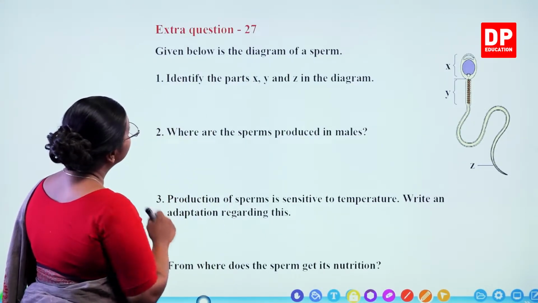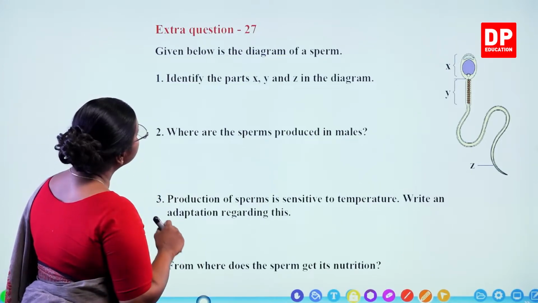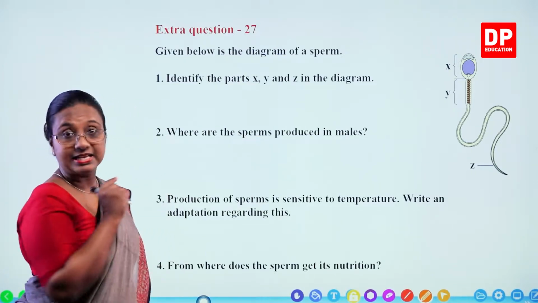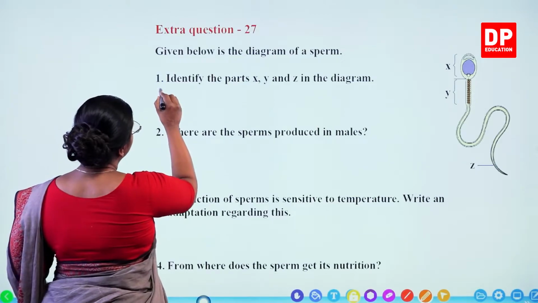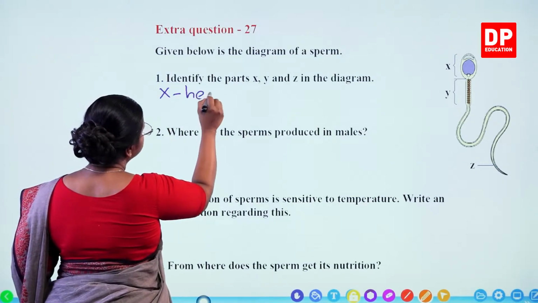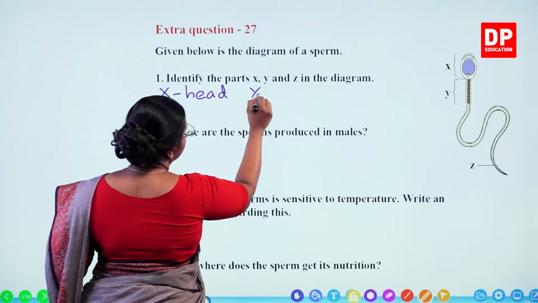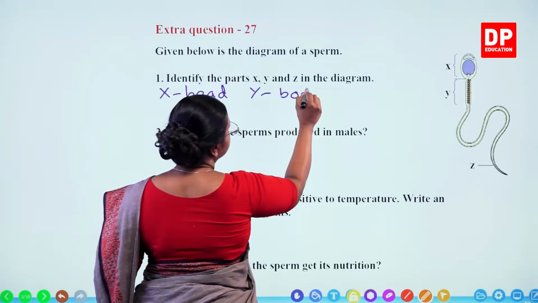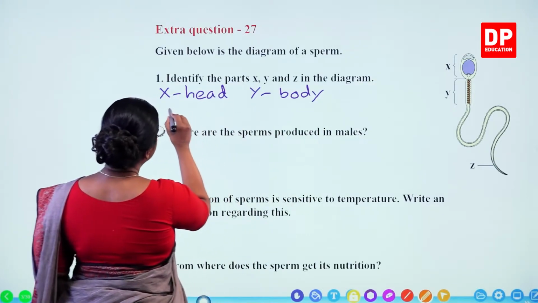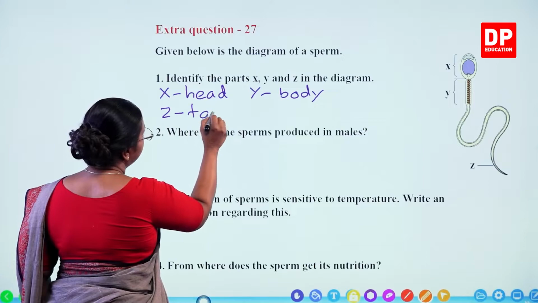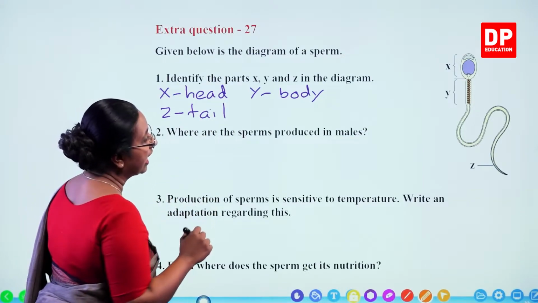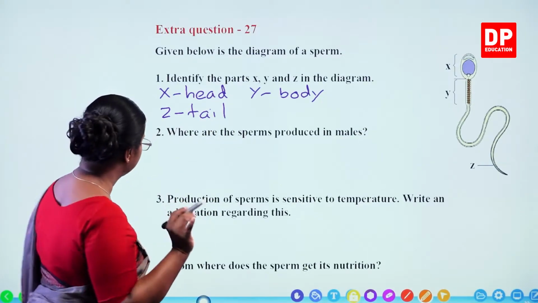So then if we look at the questions, identify the parts X, Y and Z that we already did. So X is head, then Y is the body and Z is the tail of the sperm. Head, body and tail. Neck is not labeled there.